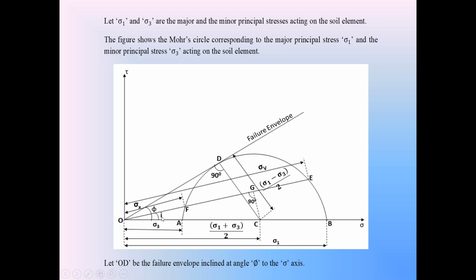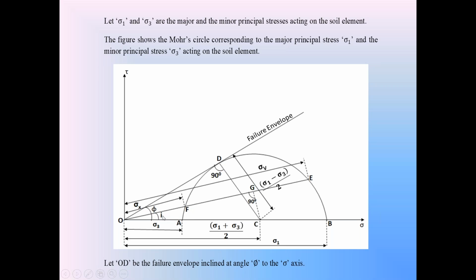In this right angle triangle OCZ with respect to I, cos I is equal to adjacent side OG divided by hypotenuse OC. So in the right angle triangle OCZ, adjacent side is OG, hypotenuse is OC, so cos I is equal to OG by OC. But you know this length OC is equal to (sigma 1 plus sigma 3) by 2.